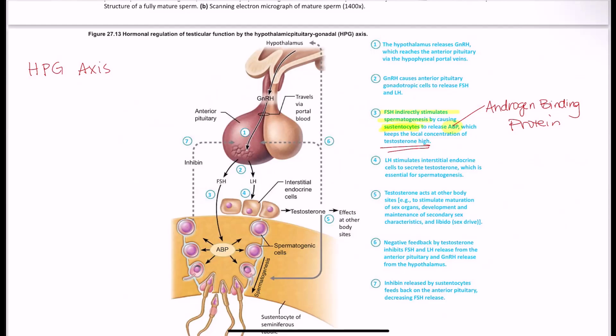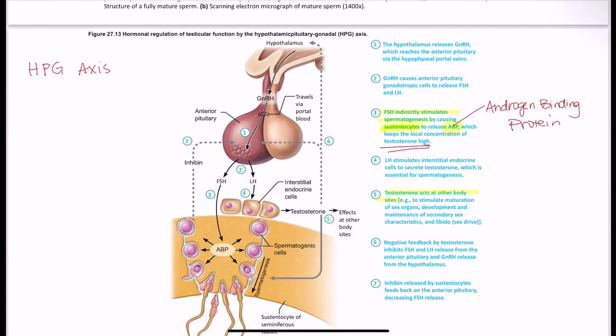spermatogenesis happen. The other thing that happens is that LH is released, and when LH is released, it acts on those interstitial endocrine cells. This causes the release of testosterone. Notice that those interstitial cells will release testosterone. Testosterone acts to help with spermatogenesis, but note that testosterone also has lots of other effects on the body. So testosterone acts at other body sites.